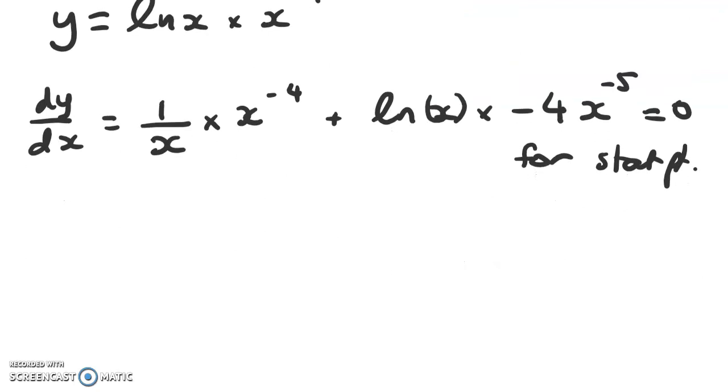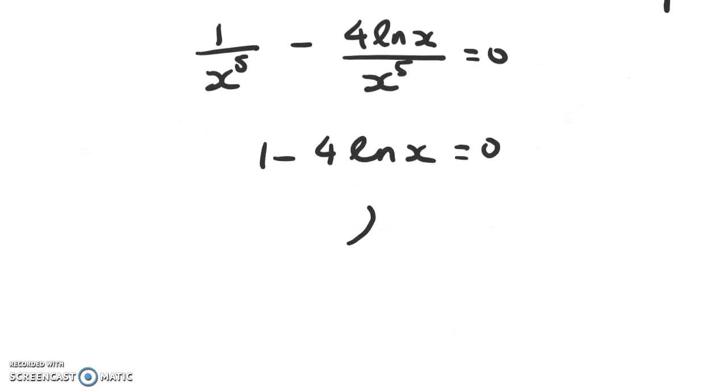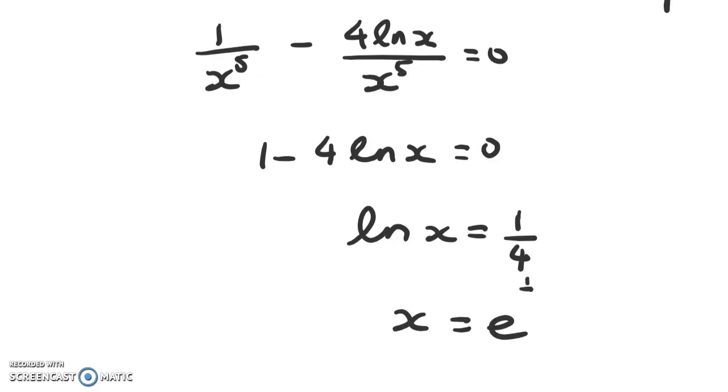So cleaning that up, I get 1 over x to the power of 5 minus 4 log x over x to the power of 5 is equal to 0. So I've already got my common denominator. That means that I've got 1 minus 4 log x is equal to 0. That gives us the natural log of x is equal to, going carefully here, 1/4. And x is equal to e to the 1/4.